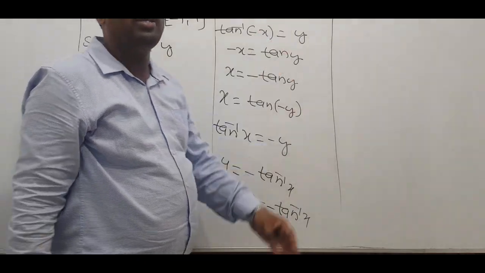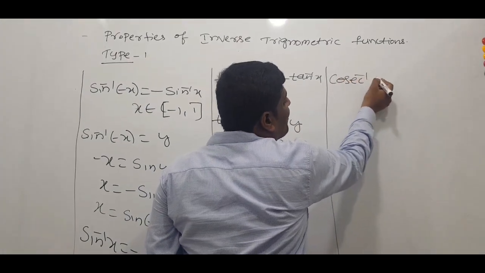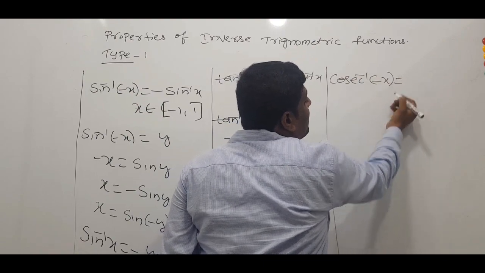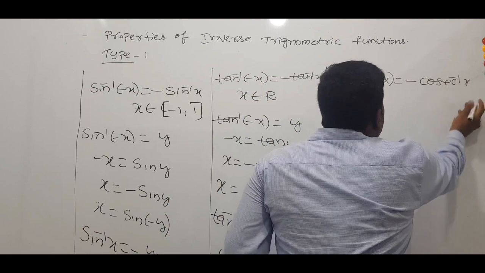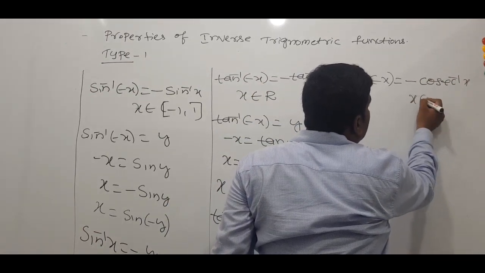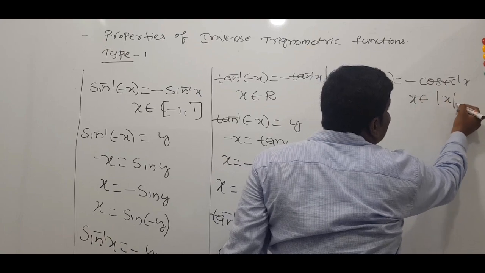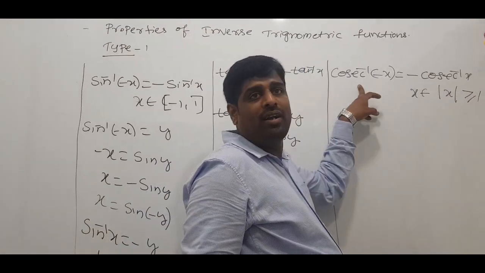Another property is cosecant inverse of minus x is equal to minus cosecant inverse x. For this, the condition is modulus of x greater than or equal to 1. This is the condition of this property.